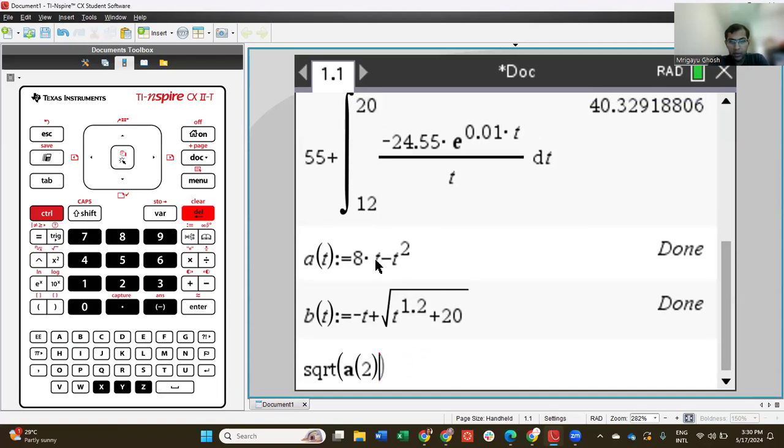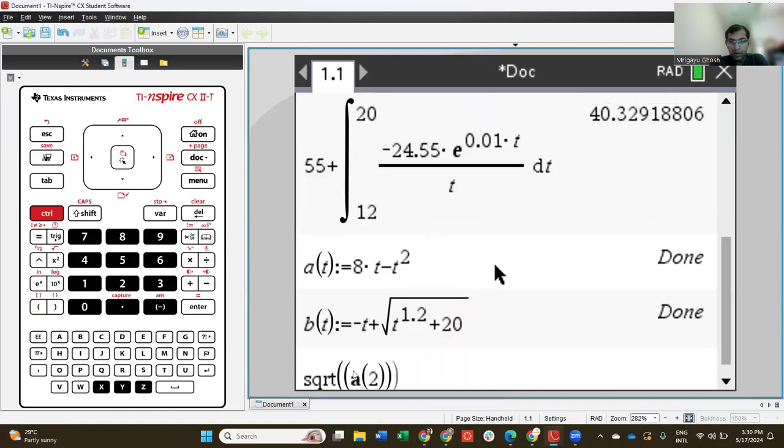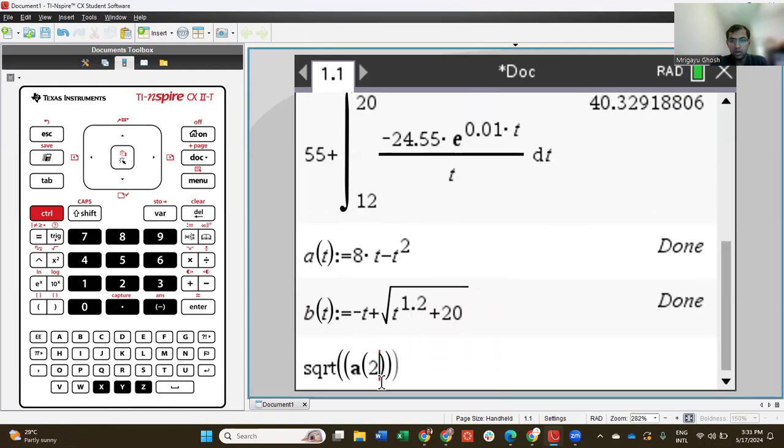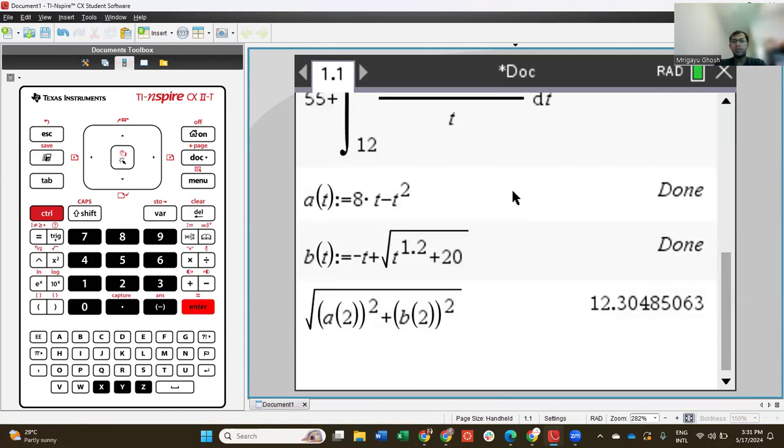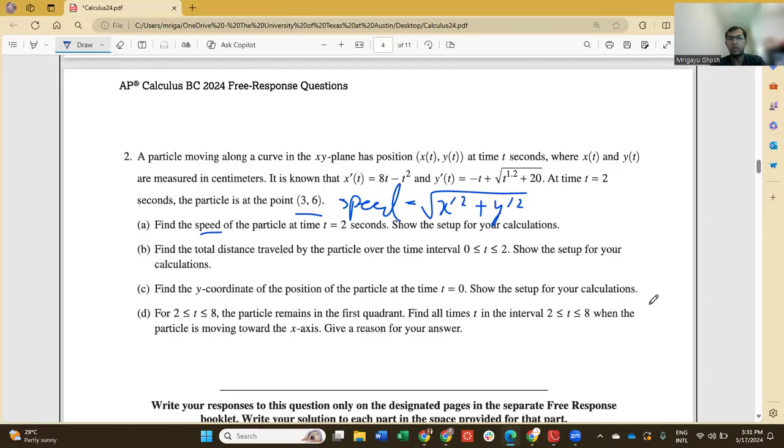Actually, one thing I will do is put parentheses around my a of 2, just because I'm not sure whether the calculator will square the 2 or if it'll square all of a of 2. So I will go ahead and do that. So a of 2 squared plus b of 2 squared. And again, I just don't want to take the risk, so I might as well put that extra parenthesis in there. And that turns out to be 12.305 approximately.